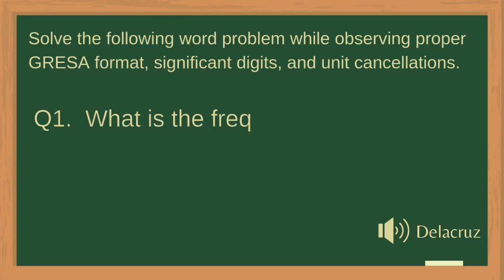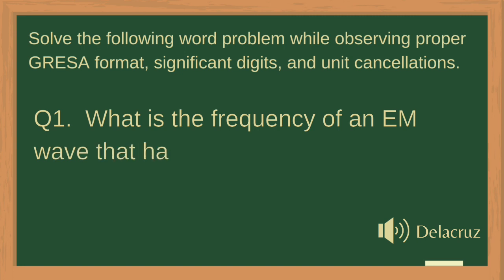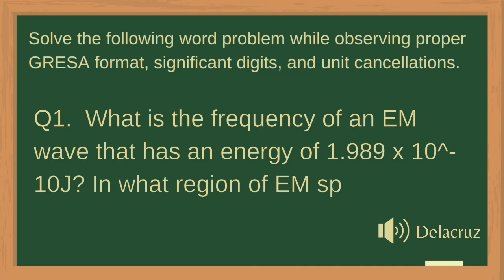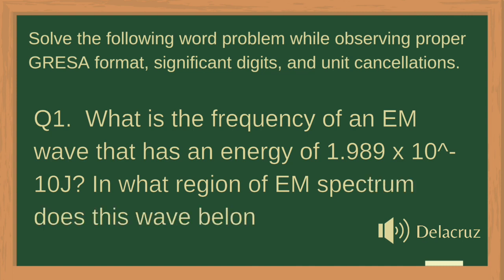Question 1. What is the frequency of an EM wave that has an energy of 1.989 times 10 to the power of negative 10 joules? In what region of the EM spectrum does this wave belong? In this problem, we need to use two solutions because frequency and wavelength are both required.